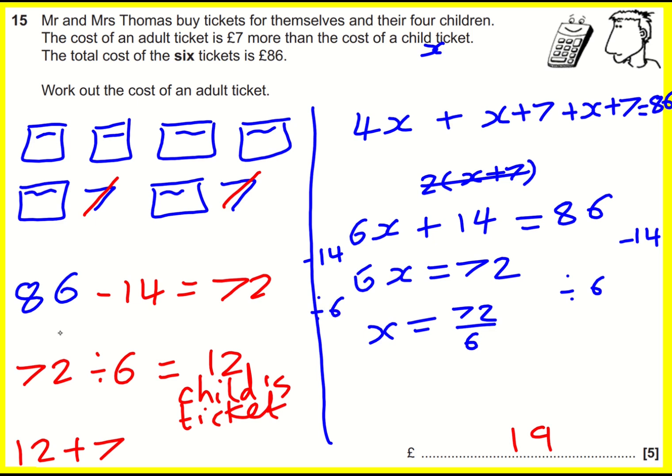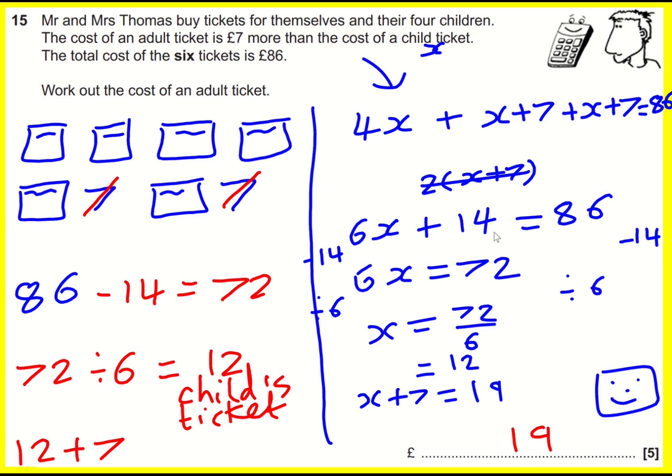It's what we did over here when we said 6 tickets were worth £72. So that will again give 12, and then we just need to add 7 to it. X plus 7 is equal to 19. 2 approaches. I hope you're happy with one of them, or at least both of them. It's worth looking at this because some questions, especially later on the paper, might require you to create equations from information.